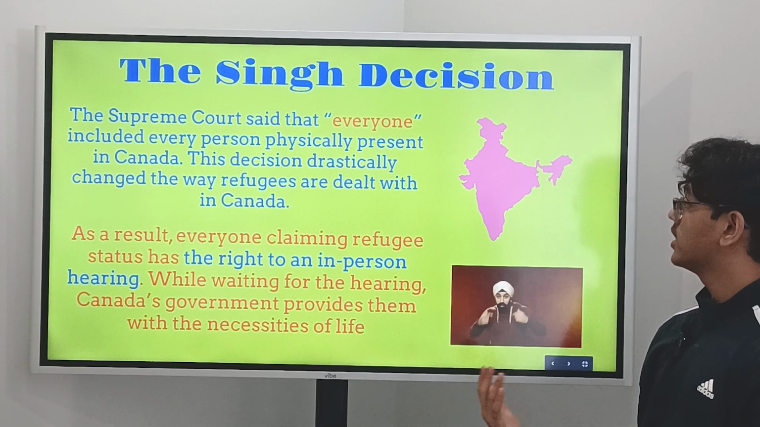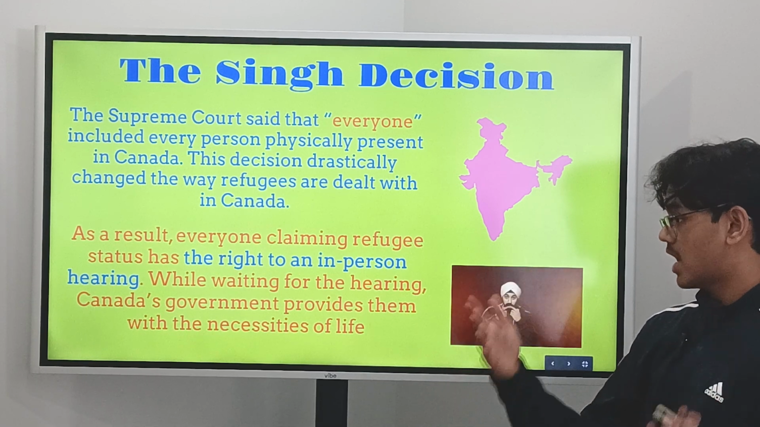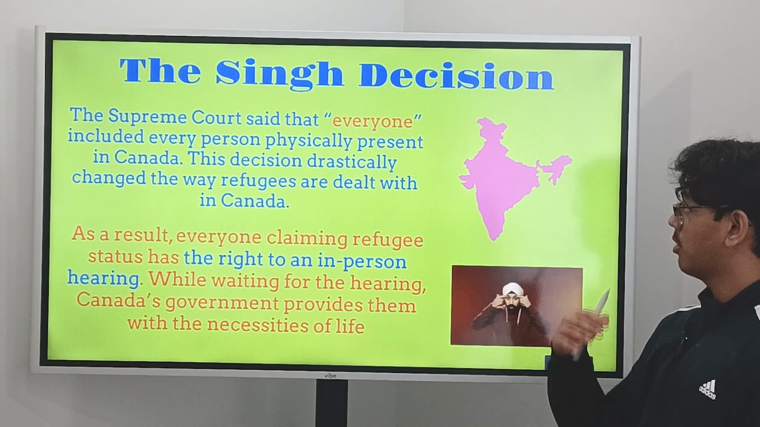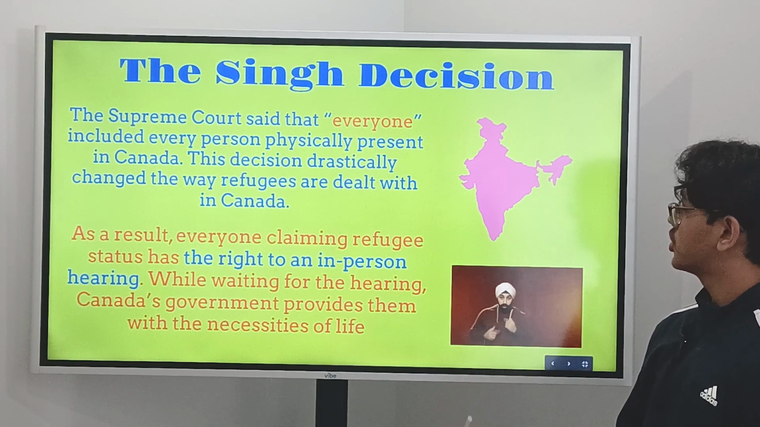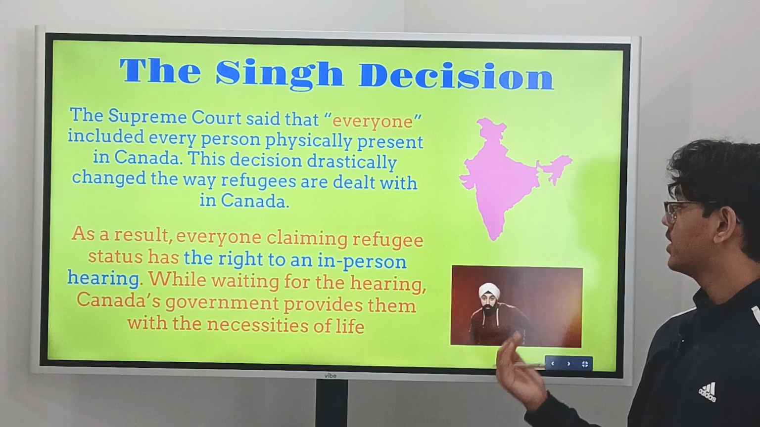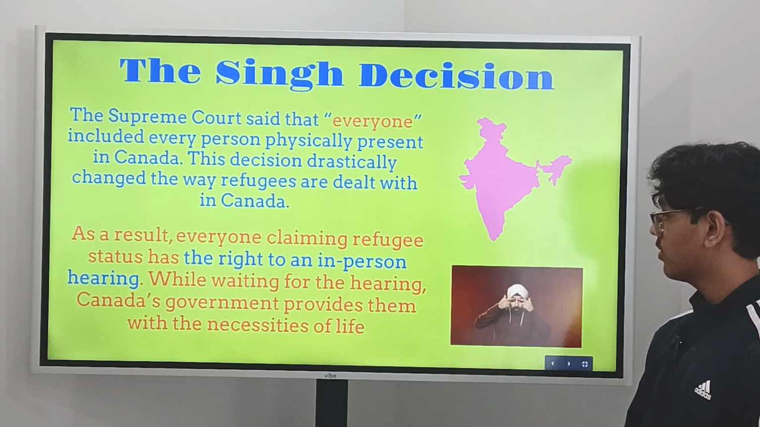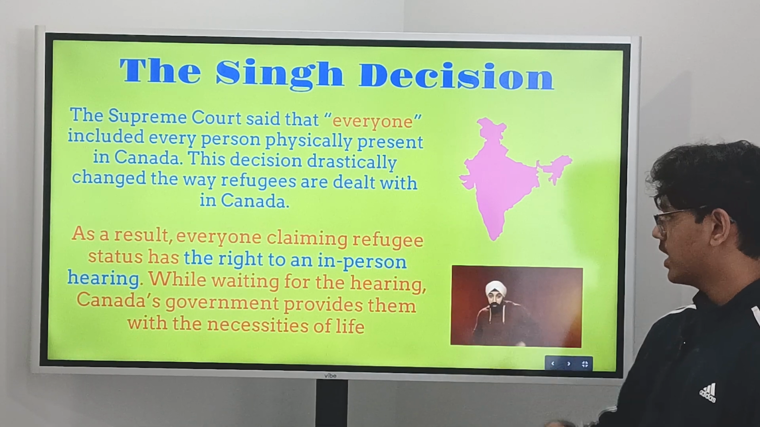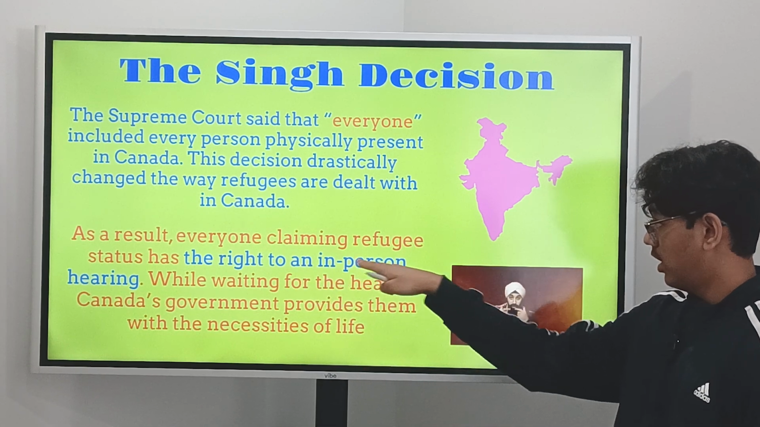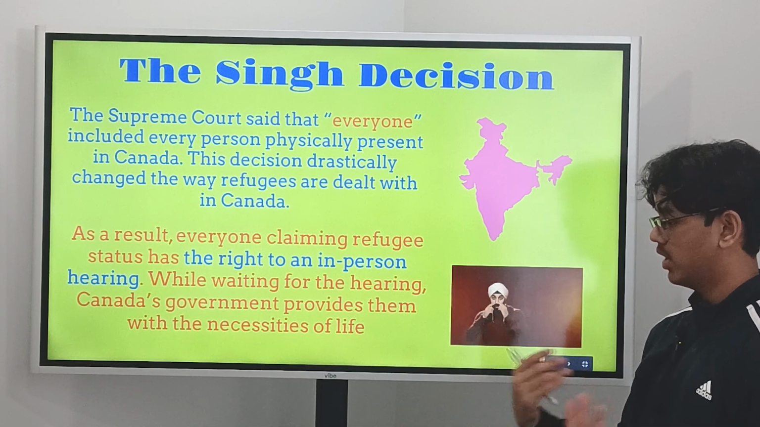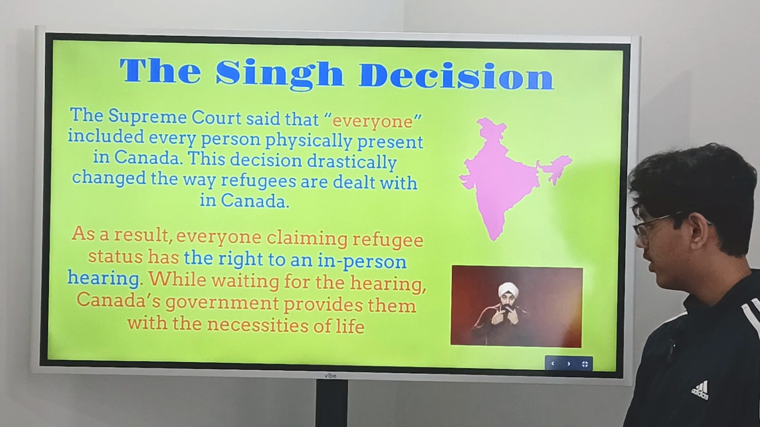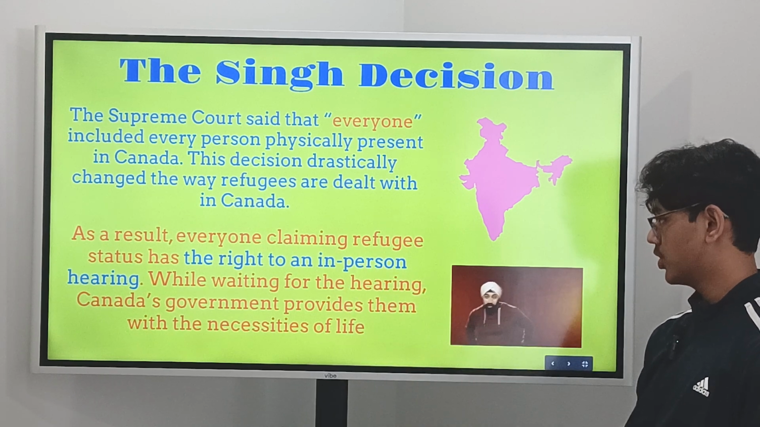So basically, what the Singh Decision did was that Satnam first came over to Canada and he was refused, and after that the Supreme Court noticed that the section of the Charter was there, and it states that everyone has the right to do anything inside of Canada. As a result, everyone claiming refugee status also has the right to an in-person hearing. So if they disagree with what the government is telling them, then they have the right to an in-person hearing.